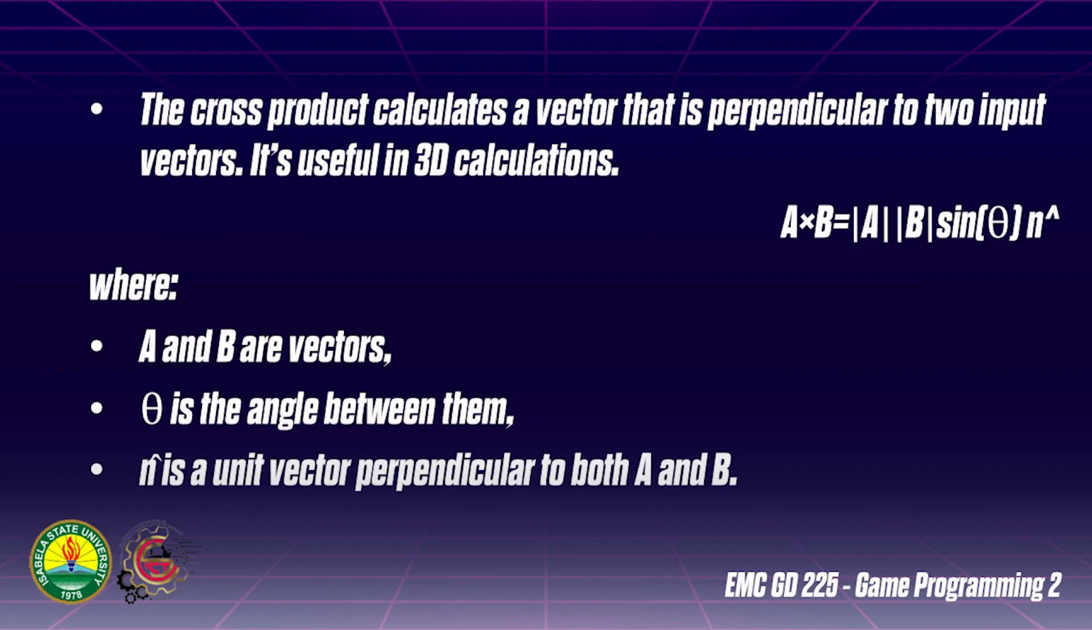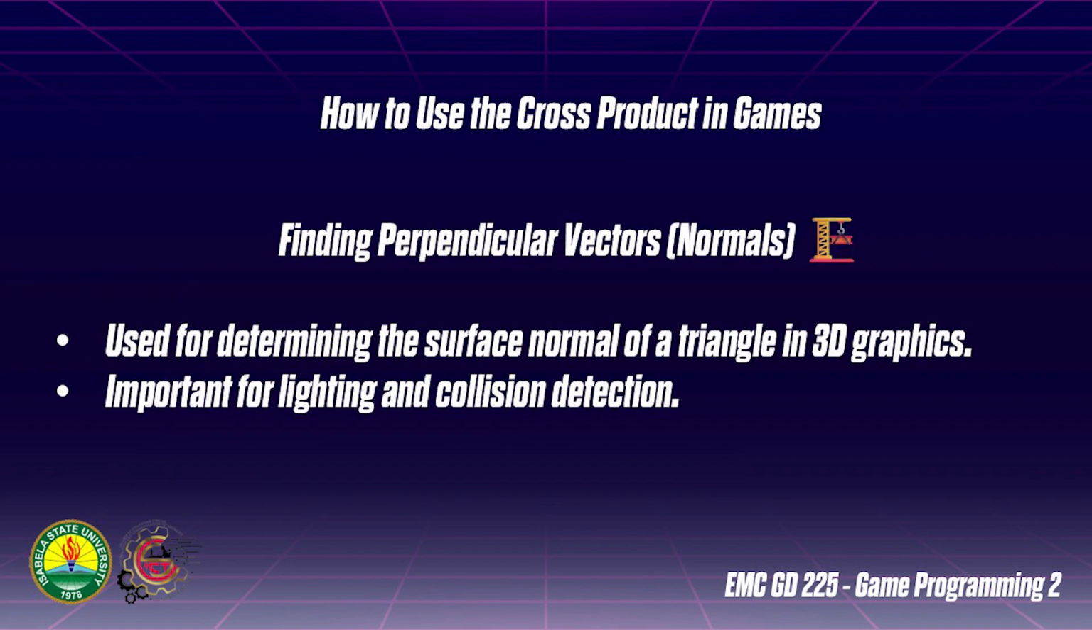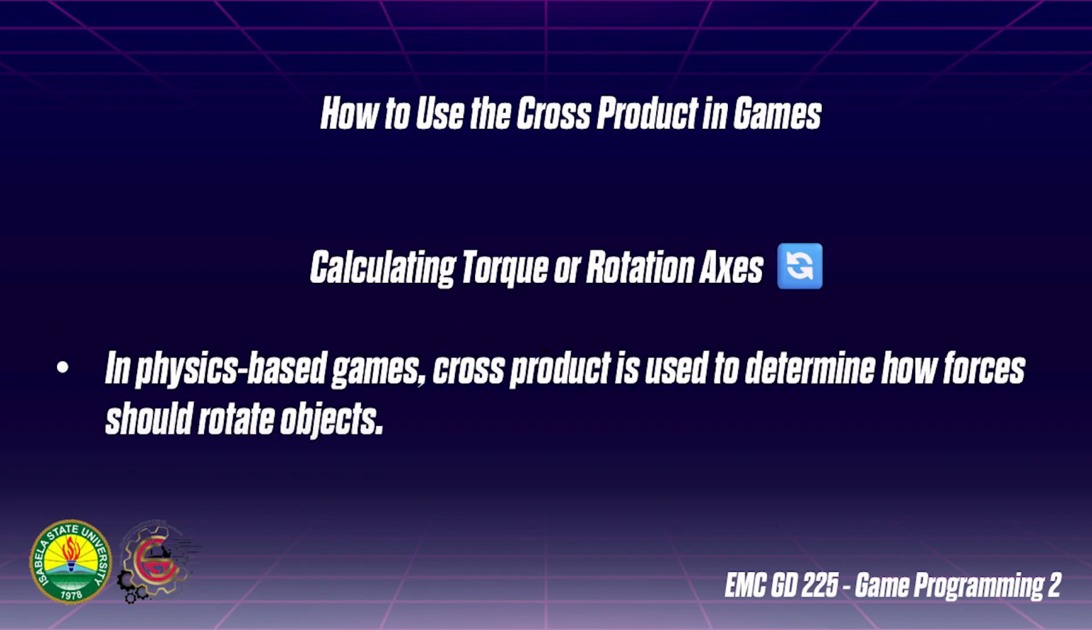The cross product calculates a vector that is perpendicular to two input vectors. It is useful in 3D calculations. How to use cross product in games. Finding perpendicular vectors. Used for determining the surface normal of a triangle in 3D graphics, important for lighting and collision detection. Calculating torque or rotation axis.